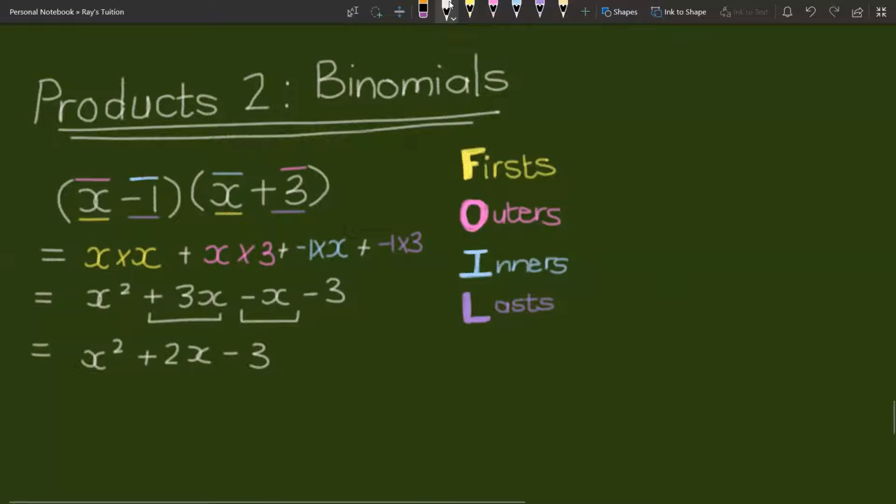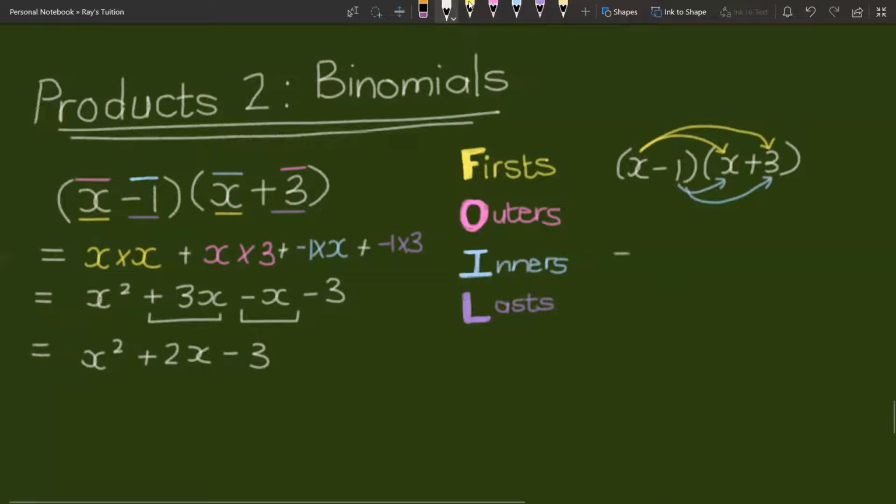So if you would like to use the FOIL method, it involves following the steps of multiplying the first term in each bracket with each other, the outer terms of each bracket with each other, the inner terms of each bracket with each other, and then finally the last terms of each bracket with each other. If you do not like the FOIL method, you can use the distributive law, and I will show you how to do it. So it's x minus 1 times x plus 3. What we're going to do is distribute the x to both terms in the second bracket, and then we're going to distribute the -1 to both terms in the second bracket.